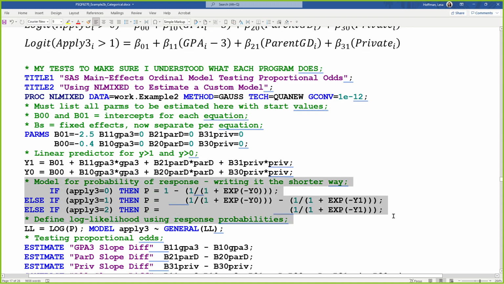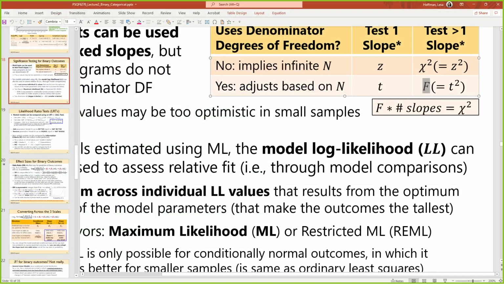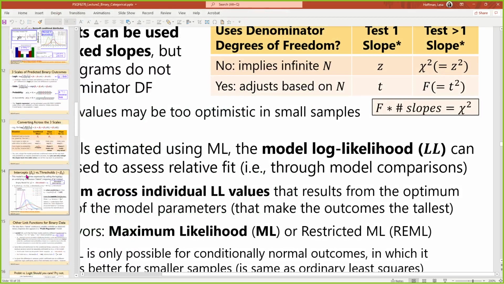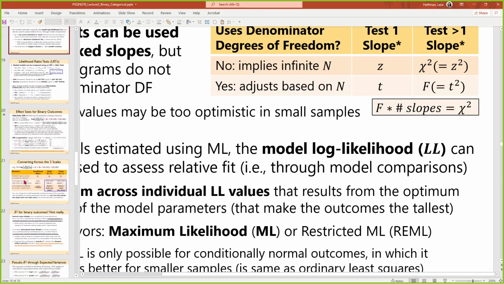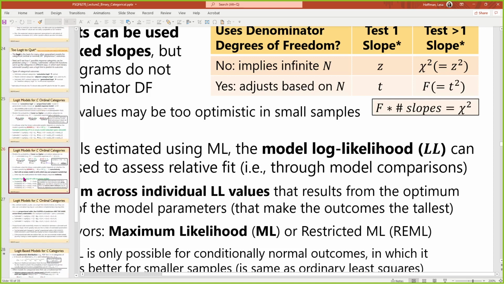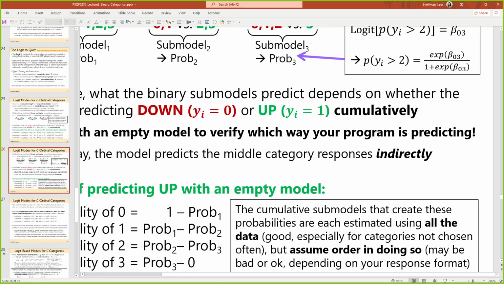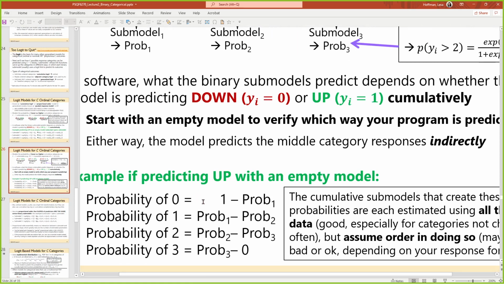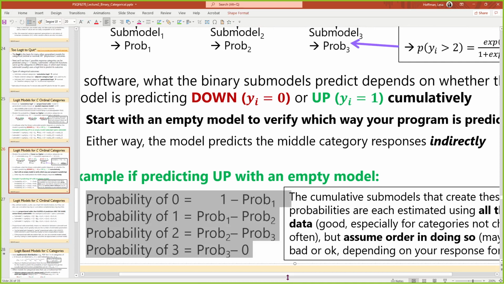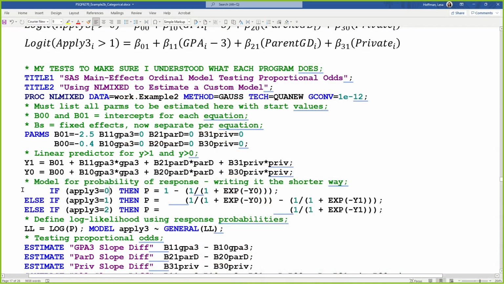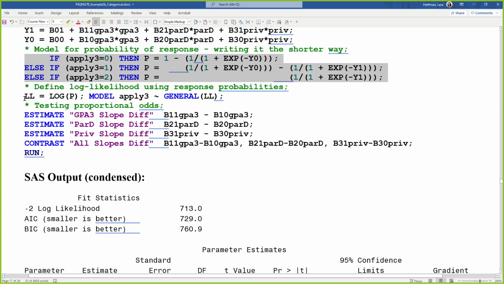This part right here comes from, let me find the slide. The likelihood function is defined by how the model recreates the predicted probabilities for each subgroup, each response, right here. This is slide 26. So how the model tells me what the probability is of each category, right there. I wrote that out right here, so it's making my own custom likelihood function. And then I tell it I want the log of the likelihood, and here's my outcome variable.